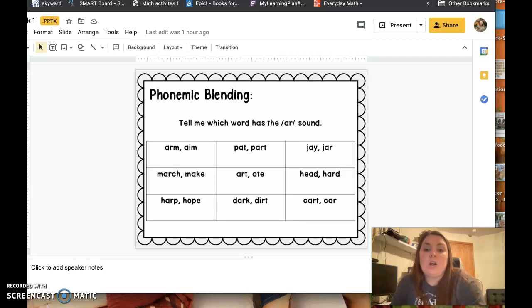Head, hard. Hard has the R sound. Harp, hope. Harp has the R sound. Dark, dirt. Dark has the R sound. Good job. All right, last one. Cart, car. That's a tricky one, right? They both have the R sound. Cart, car. They both have the R sound. I tried to trick you.